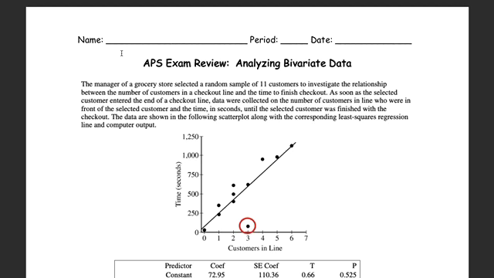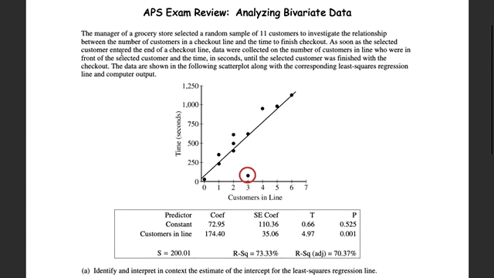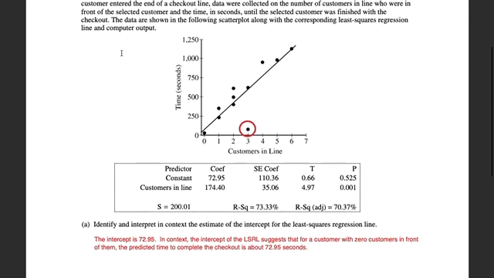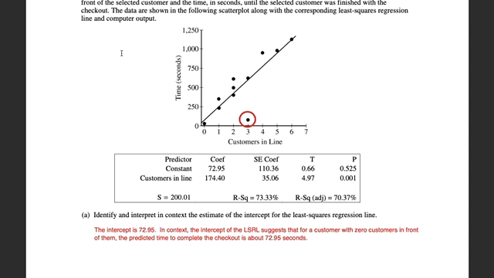Let's take a few minutes and look at this AP exam question about analyzing bivariate data. Again, this is bivariate data because you are looking not just at one quantitative variable, you are looking at the connection, the relationship, the association between two quantitative variables. So notice this question never asked you to describe the scatter plot.